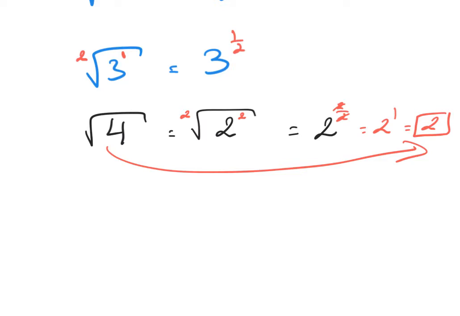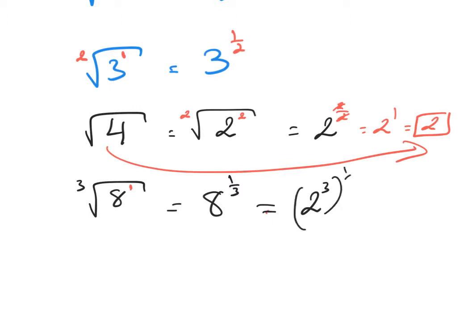What if I have the third root of 8? We know that's going to be 8 to the 1 over 3. Why? Because I have 1 here. And we know that 8 is a perfect cube. It's going to be 2 to the third to the 1 over 3.